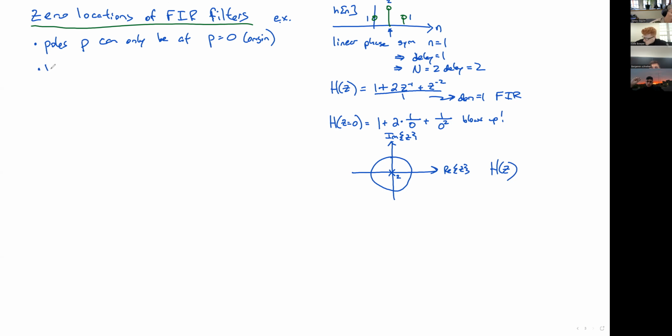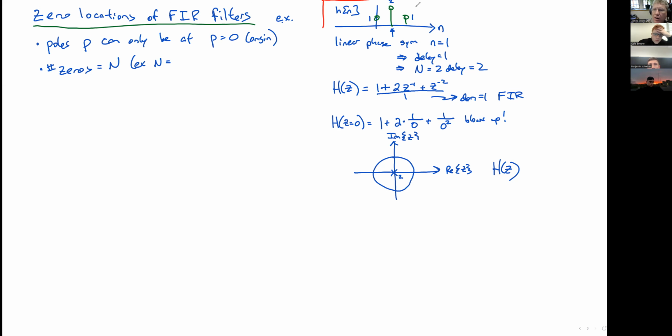But there's a lot we can talk about our zeros. Firstly, the number of zeros is going to be equal to the order of the filter. So in the example that I'm giving, Ben, what's the order of this filter? Second order. That's right. N equals 2.